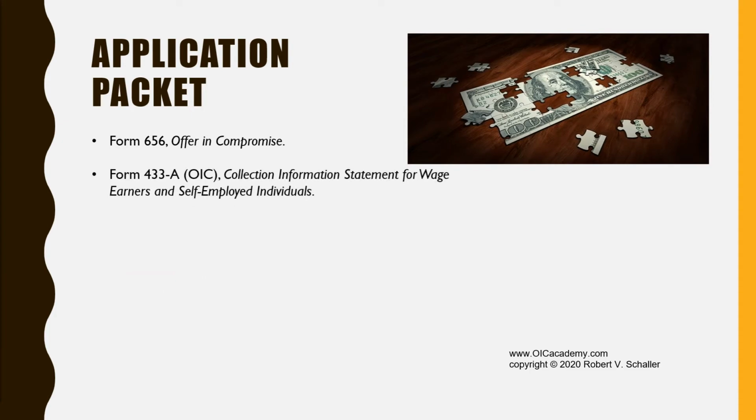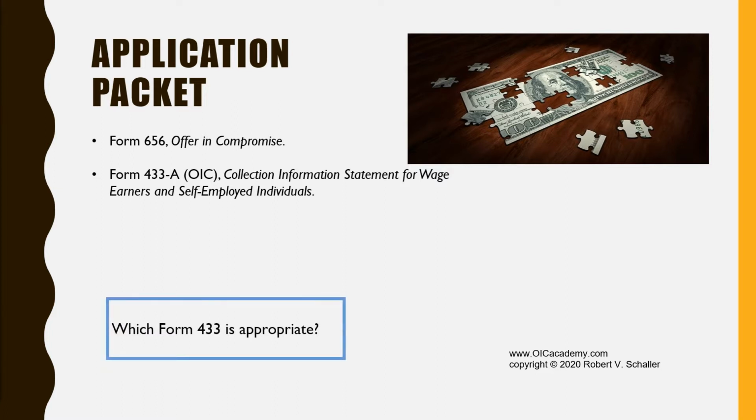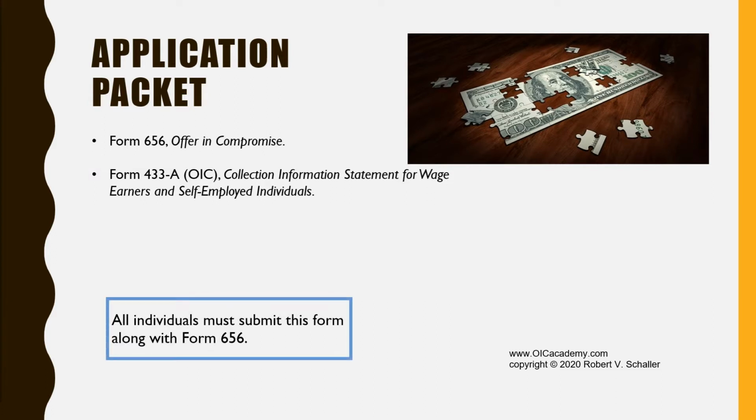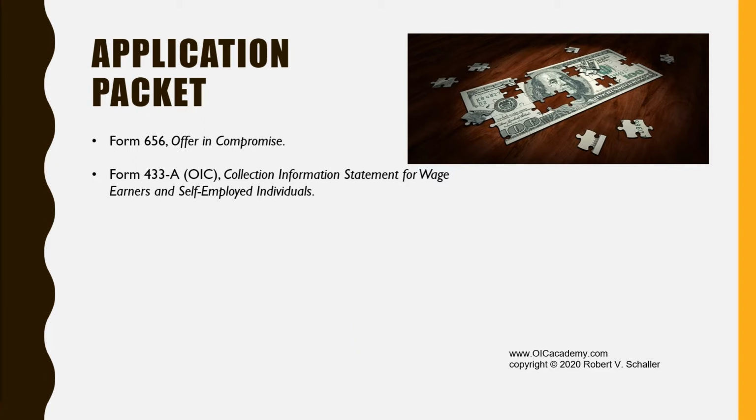Form 433 must accompany Form 656. But this begs the question, which Form 433 is appropriate? There are many to choose from. In fact, the IRS has created special Form 433s just for the offer and compromise process. Form 433A OIC is titled Collection Information Statement for Wage Earners and Self-Employed Individuals. All individuals must submit this form along with Form 656. Form 433A OIC identifies the taxpayer's assets, income, expenses, among other things.